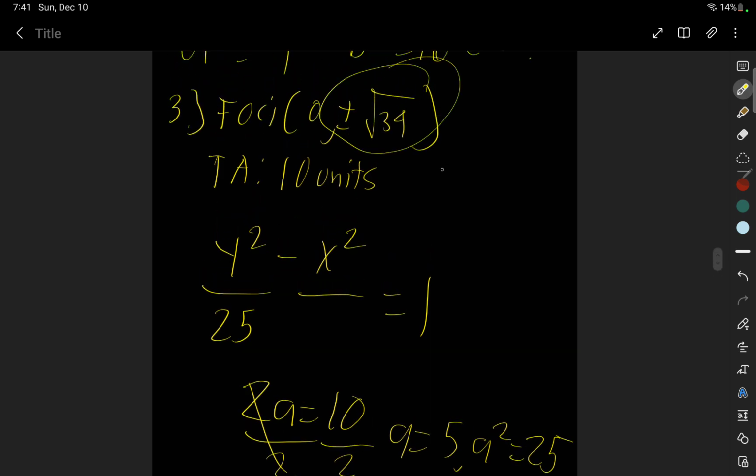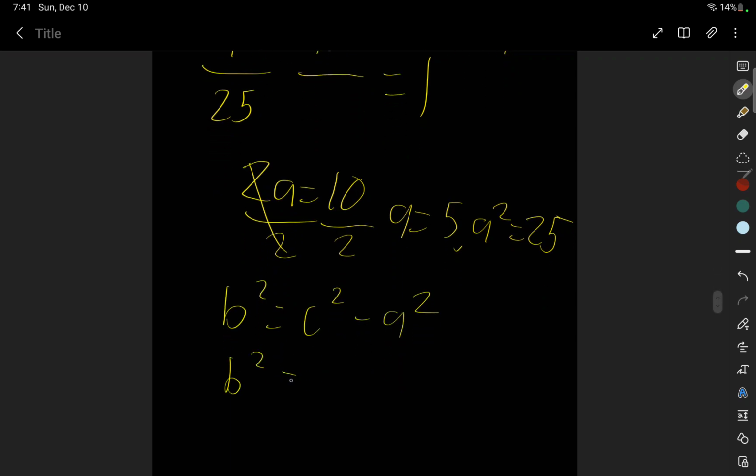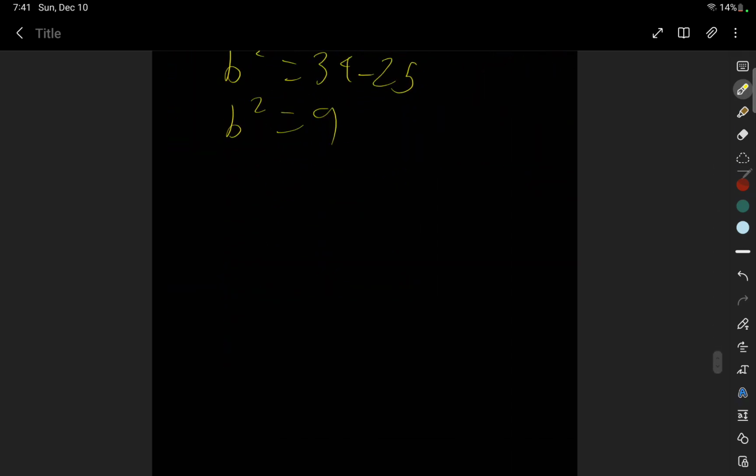Since the foci is square root of 34, ang C mo, the C squared, tanggalin mo yung radical, 34. To get for B squared, isubtract ulit natin siya with the formula C squared minus A squared. B squared is equal to 34 minus 25, hence B squared is equal to 9. So, ayun, meron ka lang standard equation ng hyperbola. Okay?